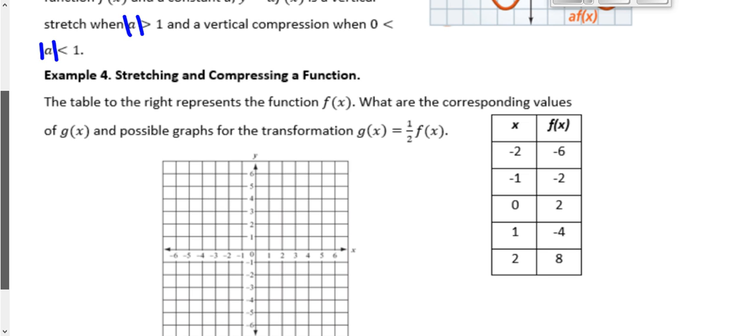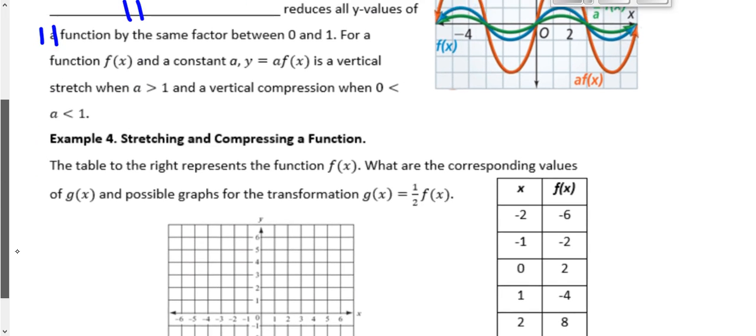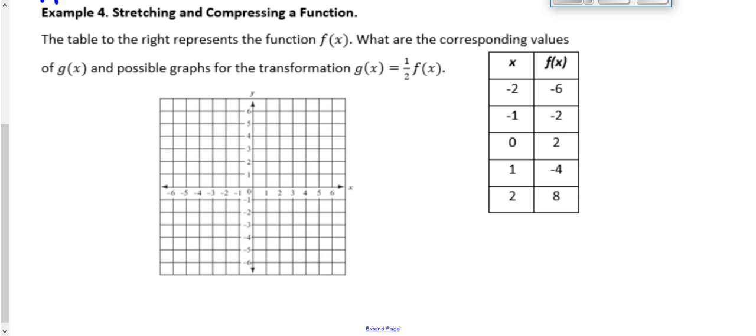So in example 4 here, it says the table to the right represents the function f of x. What are the corresponding values of g of x and the possible graphs for the transformation g of x equals 1/2 f of x? So looking at this, we have our table. So these are our table values. And we want to know the possible graphs for the transformation half of f of x. Considering what we just talked about, 1/2 would be a compression. So 1/2 causes a compression.